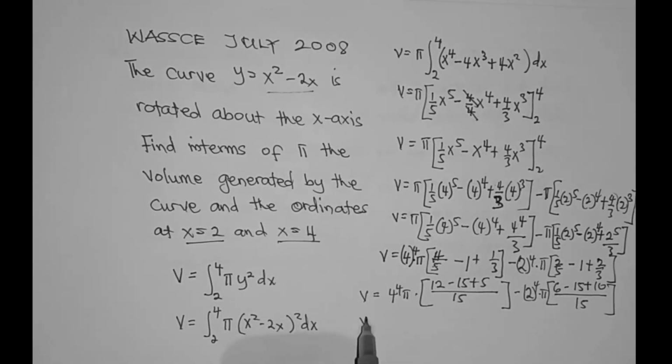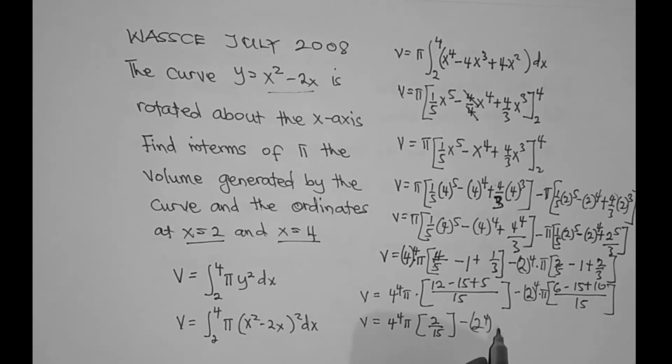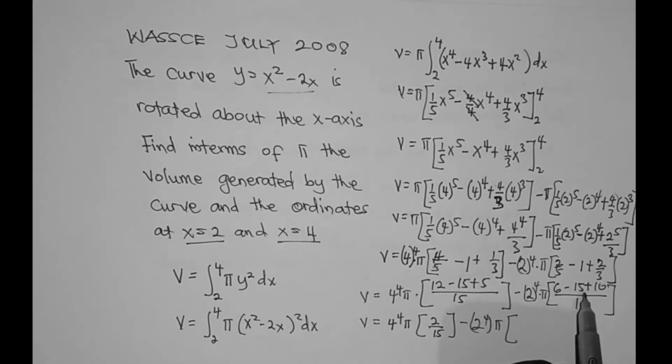So V is equal to, now let's solve this. 12 minus 15 plus 5 is minus 10. 12 minus 10 is 2. So this is 4 exponent 4 pi times 2 over 15, then minus 2 exponent 4 pi. Let's solve this. Minus 15 plus 10 is minus 5. 6 minus 5 is 1. And therefore this is 1 over 15.